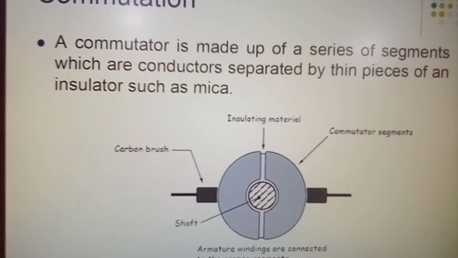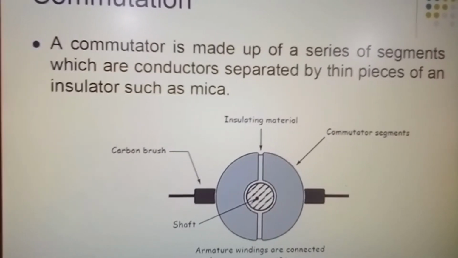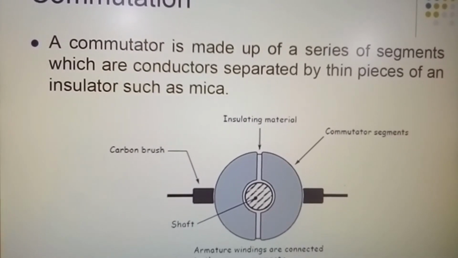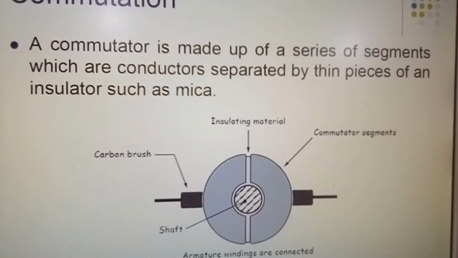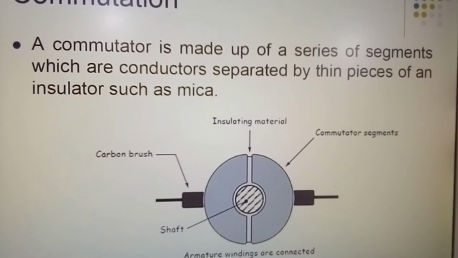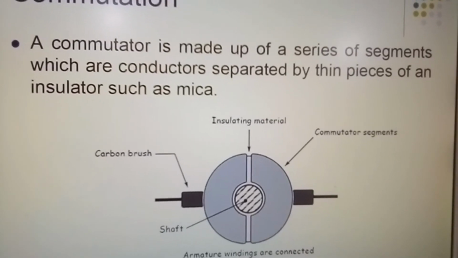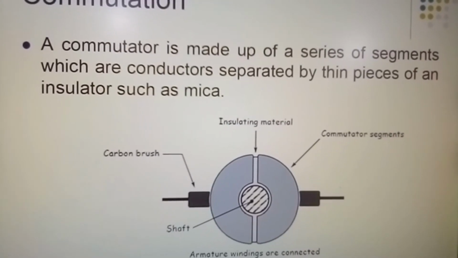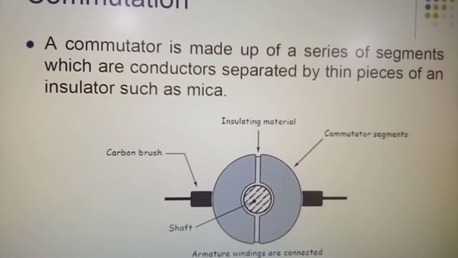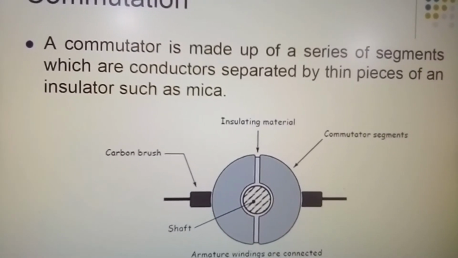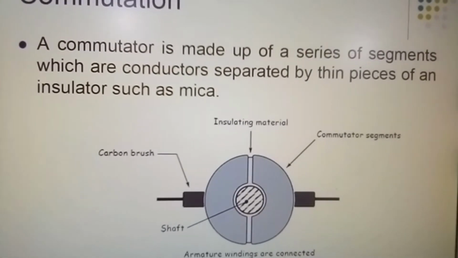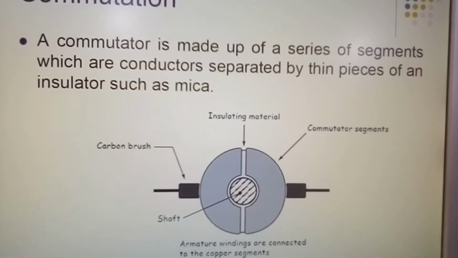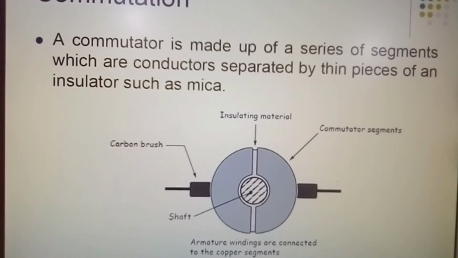Now, commutation. A commutator is made up of a series of segments which are conductors separated by thin pieces of an insulator such as mica. Mica is an insulating board. It's basically made up of what we used to call compressed paper, with a varnish coating on it, and it is quite an efficient insulator indeed.